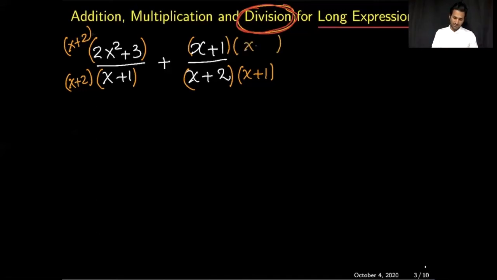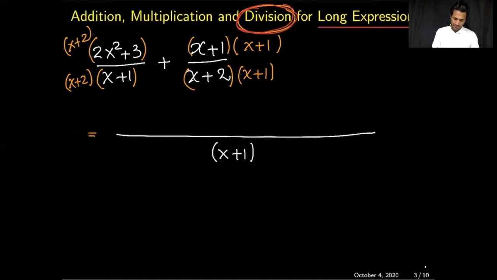So I will multiply x plus 1 both in the top and in the bottom. Now all I need to do is, I have a common denominator, so I will draw a common line, and I will place the common denominator in the denominator term, and the denominator term will be this time x plus 2, which is multiplied to 2x cubed plus 3.